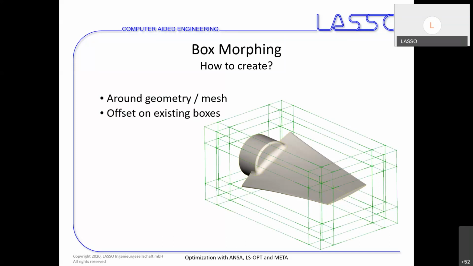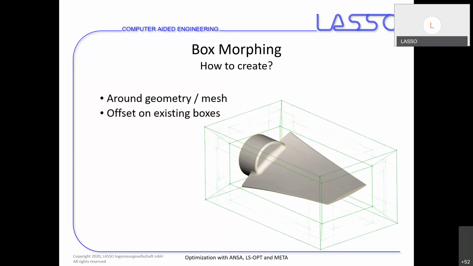So we can create offset boxes around them. These are typically used in order to connect to neighboring areas in order not to detach the area that is affected by the morphing from the rest of the model. So kind of buffer boxes.